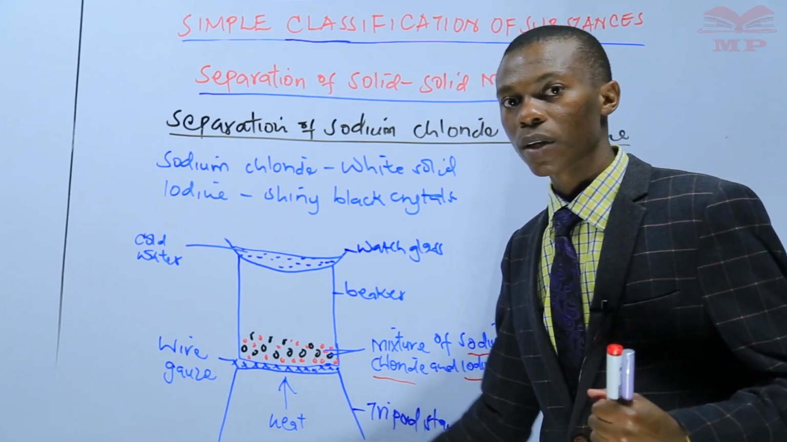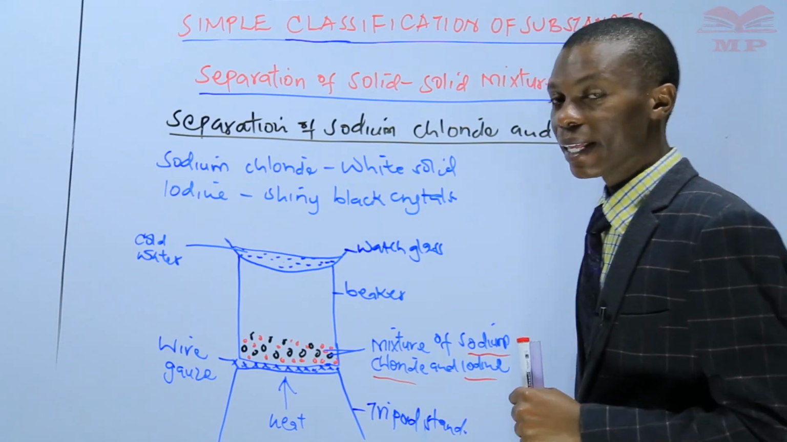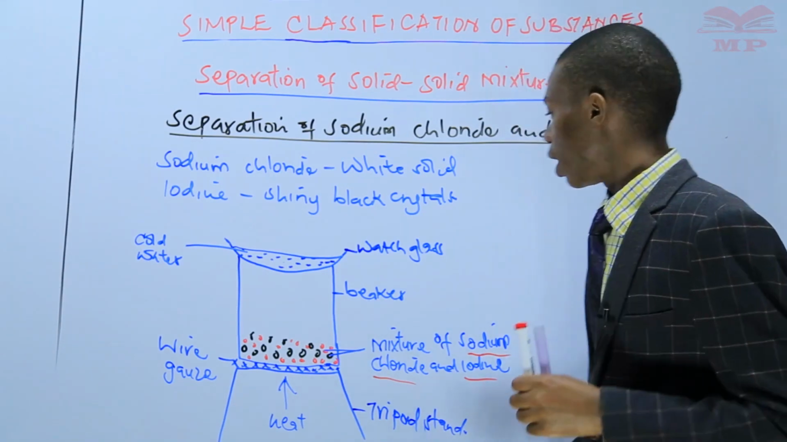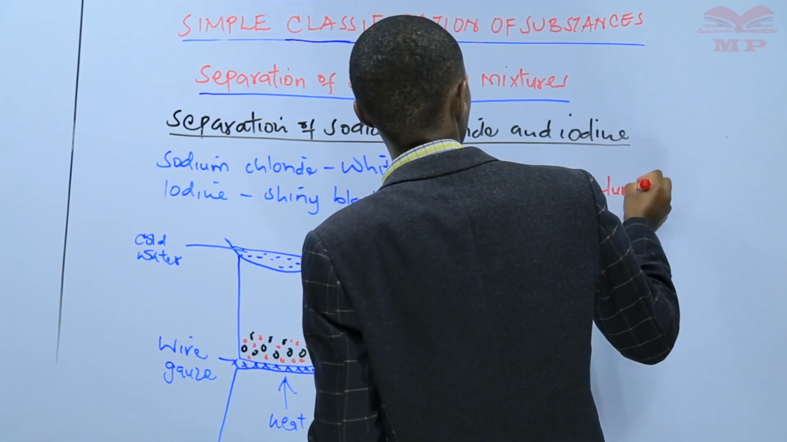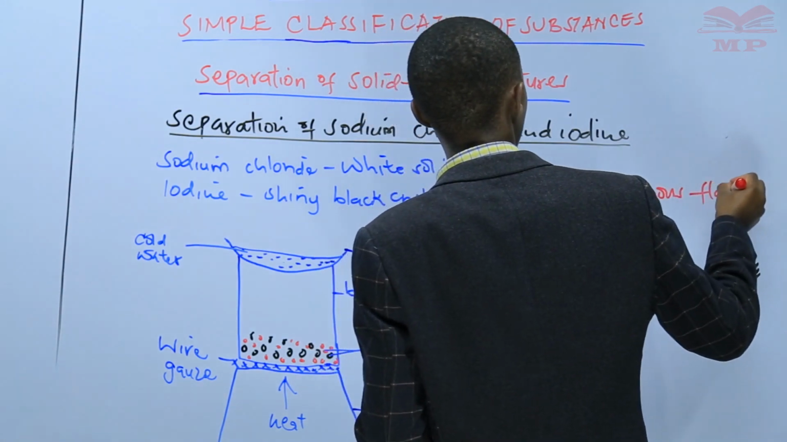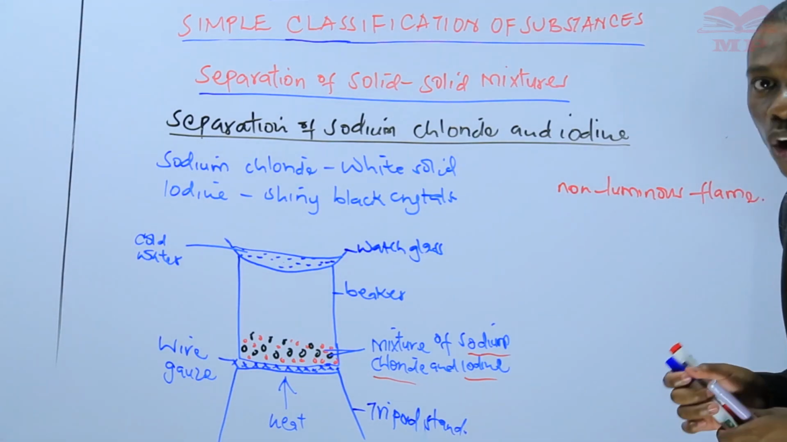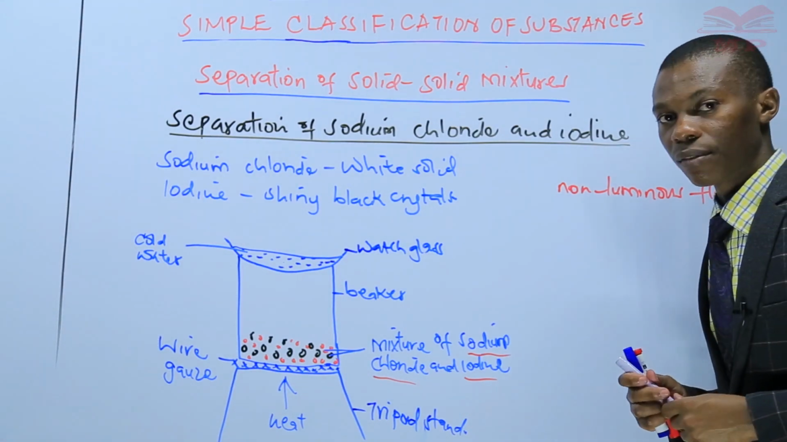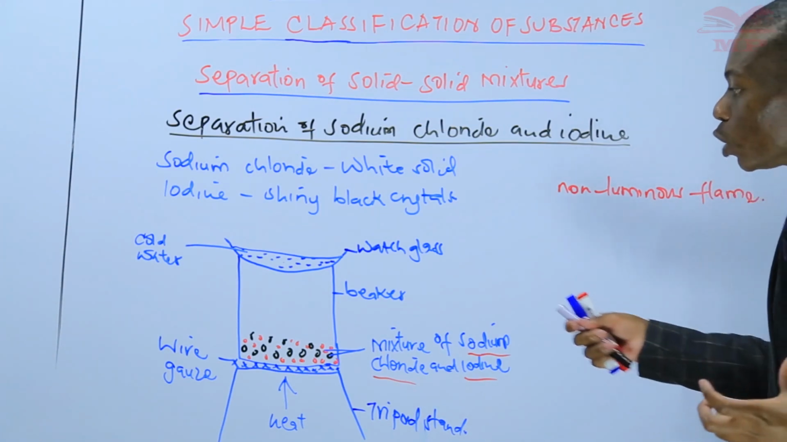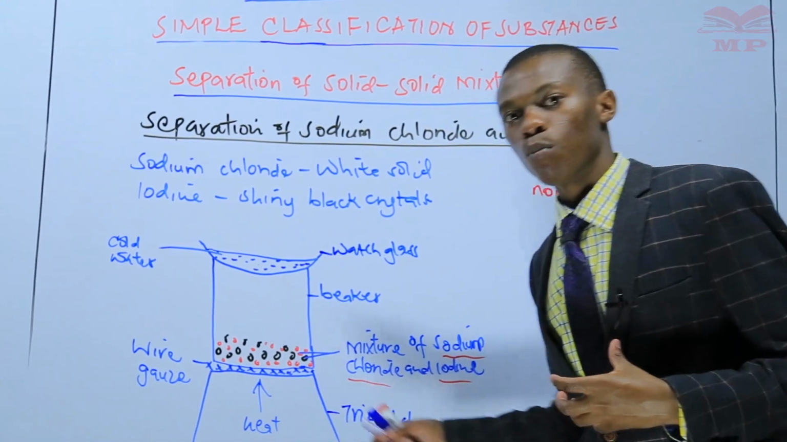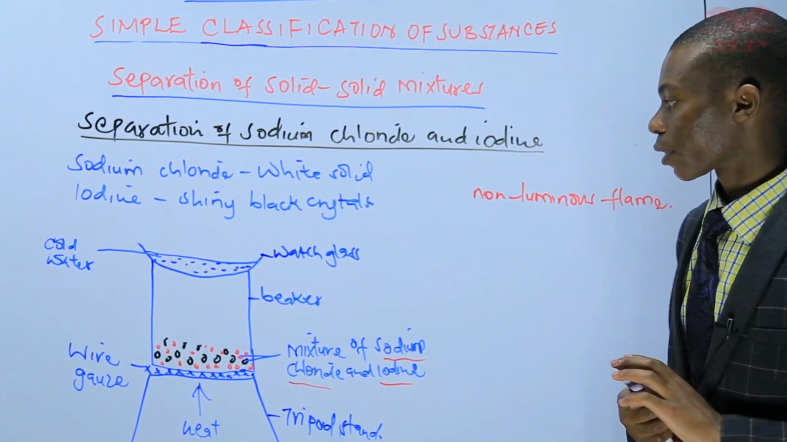And remember, in the previous topic we said that the flame we use mostly in heating in the laboratory is a non-luminous flame, because of two reasons. One, it is hotter than the luminous flame. And second, it does not produce soot. Therefore, it is not going to dirty the bottom of the beaker with that black solid we call soot.